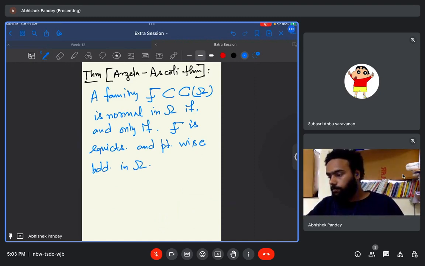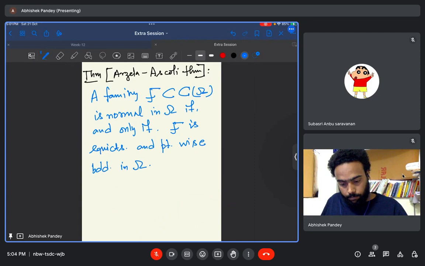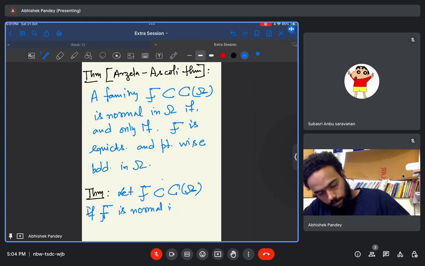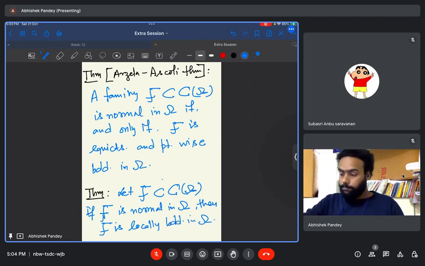So this is the main theorem. Also, again an important theorem is this. Let F be a subfamily of C(omega). If this family F is normal in omega, then F is locally bounded in omega. Okay, so this is the result.